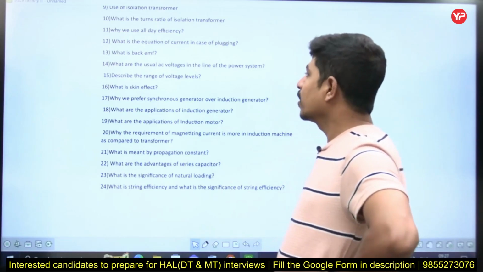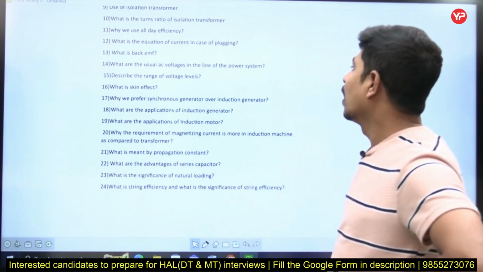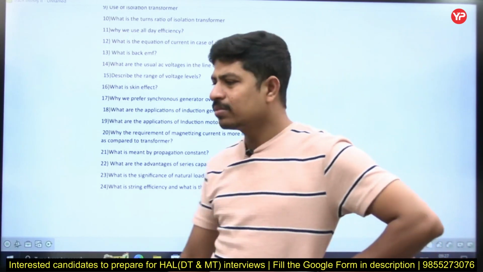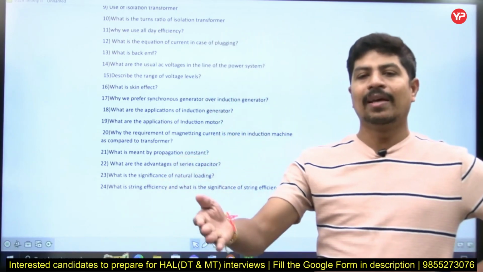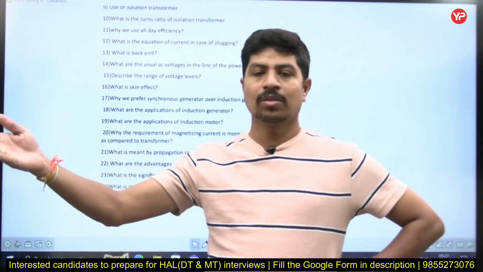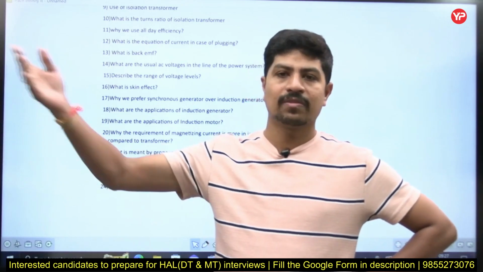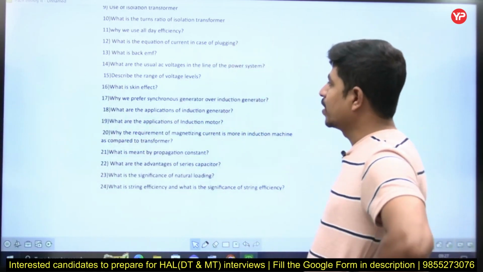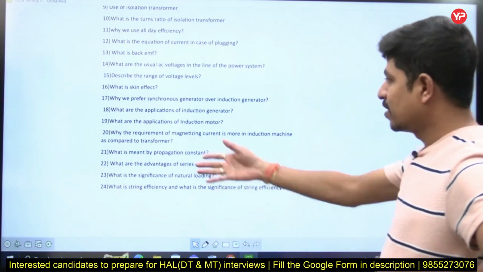Now the next question is, what are the usual AC voltages in the line of a power system? Starting from 230, 440, 11 kV, 33, 66, 132, 220, 400, 765. So these are the various levels of voltages. Describe the range of voltage levels. Now, I told you already.